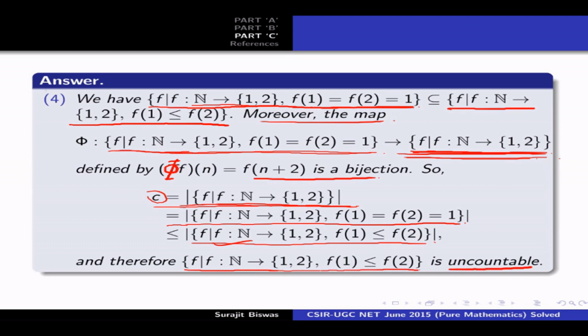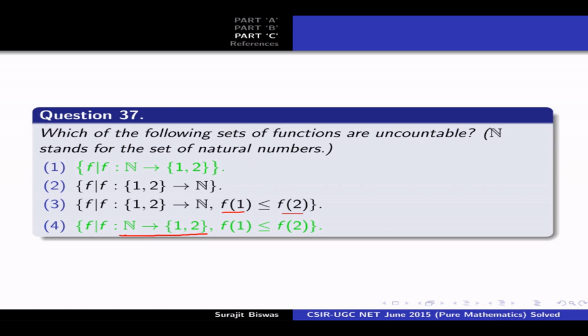Okay, so if we go back to the question, which of the following sets of functions are uncountable? The correct options are 1 and 4.